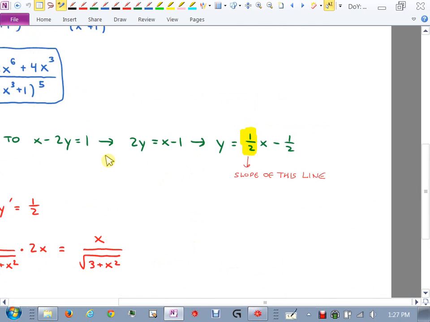Because I took the line that was given in the problem, and I set it equal to y. I solved for y, so that it looked like y equals mx plus b, which is the equation of all lines. Right? All lines that are written in this form, the m, the number in front of x, here is your slope. Does that answer the question? Yeah? Okay.